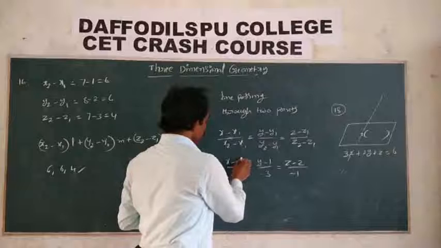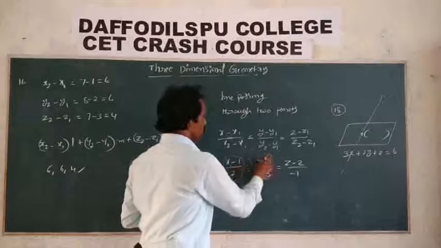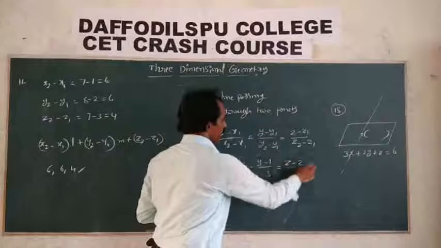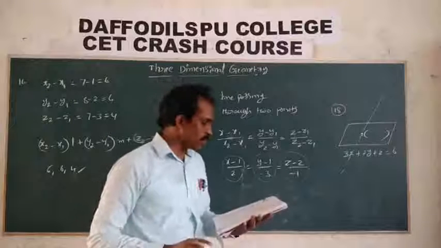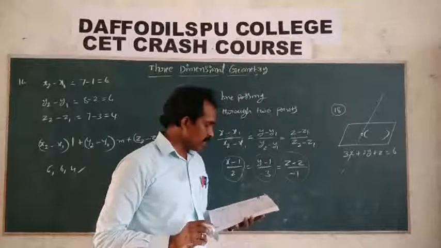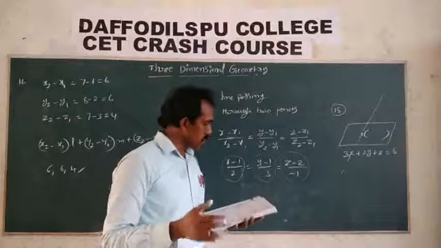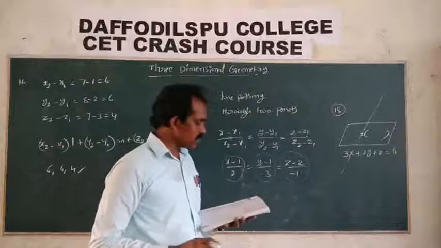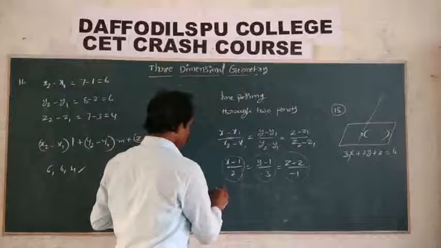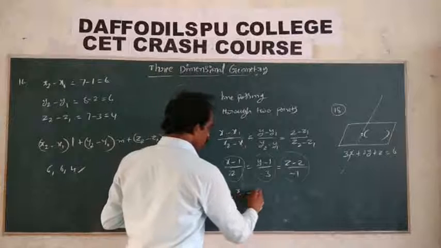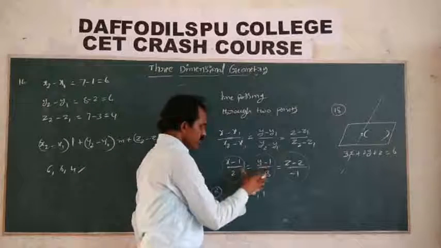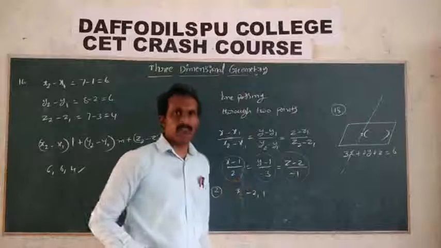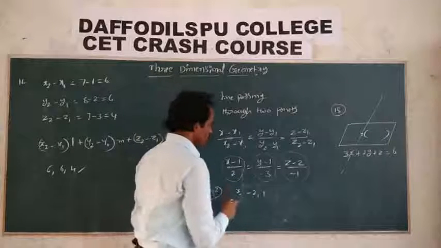So therefore, which option is the correct answer? Means point of intersection. Better to verify options. So we'll take the second option, (3, -2, 1). Both the line and the plane should satisfy the option. This is verifying options.